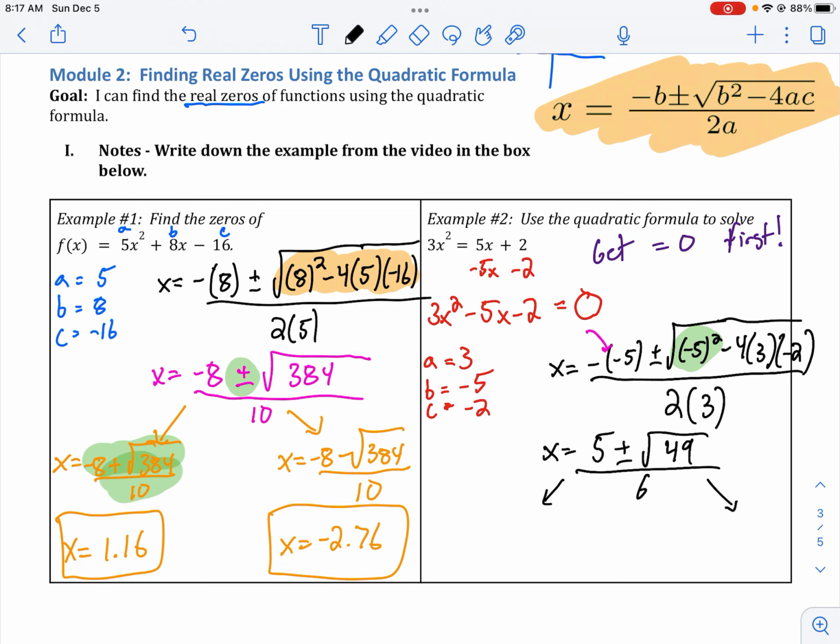All right, I'm going to split it into my two solutions. We have x equals 5 plus the square root of 49, that's a perfect square, so that's just 7, divided by 6. And we have x equals 5 minus 7, divided by 6. And I can do those without a calculator. 5 plus 7 is 12, divided by 6 would be 2. And 5 minus 7 is negative 2, divided by 6 would simplify to negative 1/3. So there are my solutions using the quadratic formula.